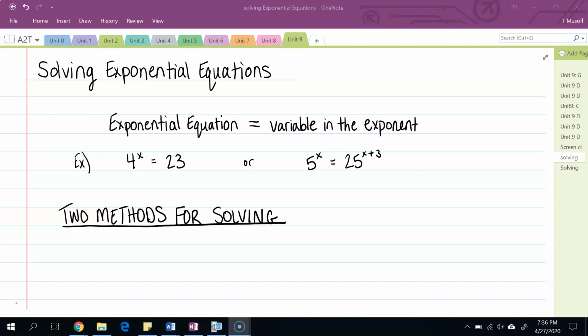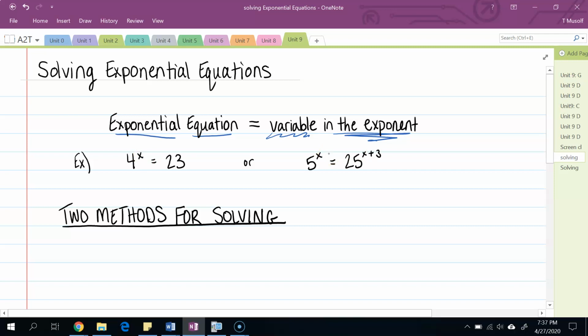Alright, so what is an exponential equation? An exponential equation means that the variable, so x most of the time, but it could be any letter or symbol even, is in the exponent. For example, 4 to the x equals 23, or 5 to the x equals 25 to the x plus 3. Both of these are examples of exponential equations because the variable is in the exponent, and we've got an equal sign.